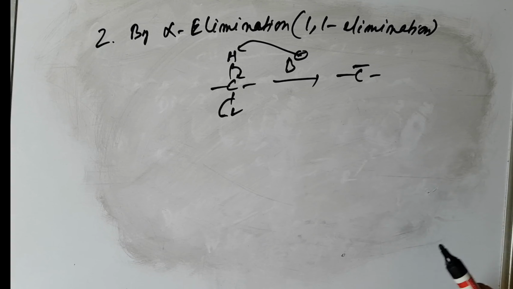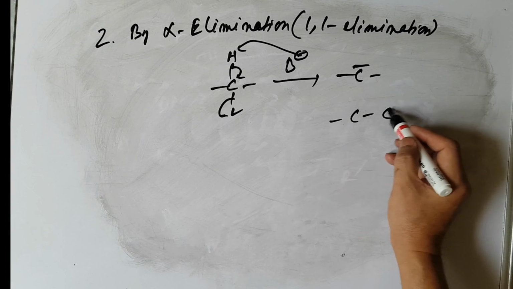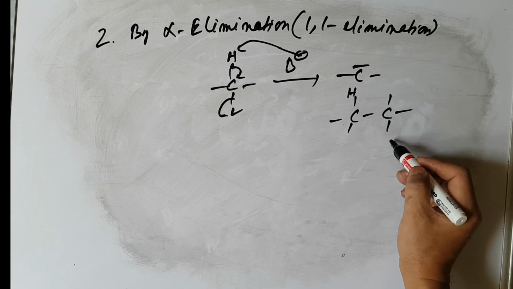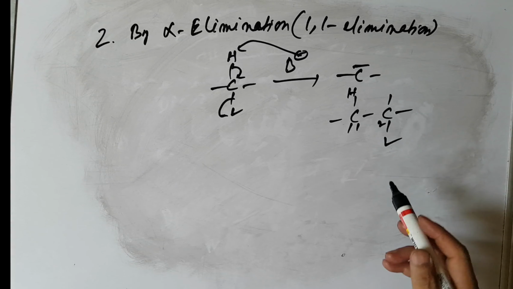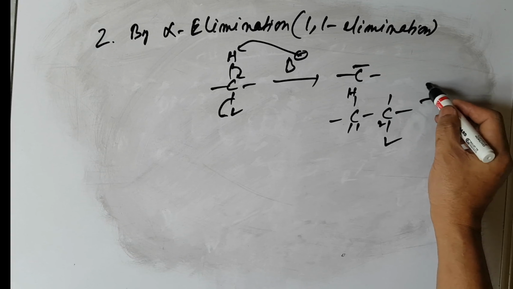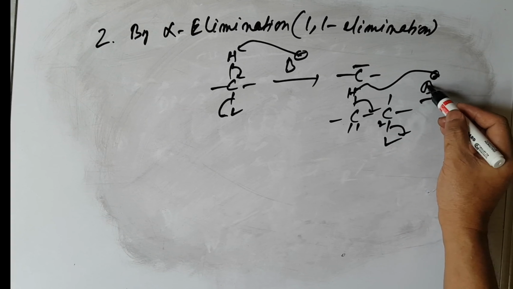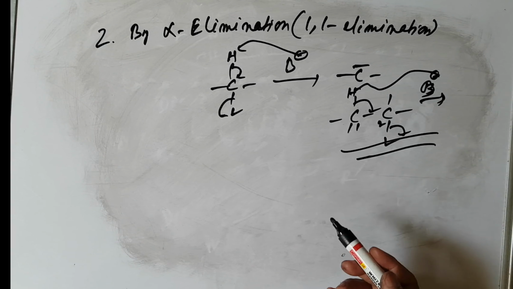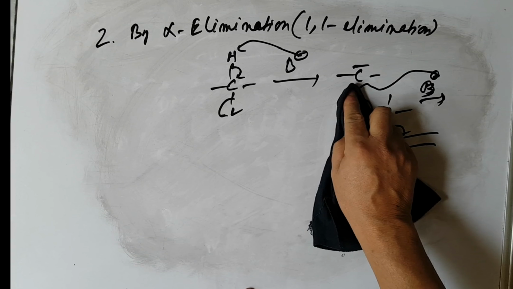It is different from beta elimination. In the case of beta elimination, two groups or atoms are removed from adjacent carbons, 1,2. So this is called 1,2 elimination or beta elimination. But carbenes are generated by alpha elimination, not from beta elimination. I'm just comparing these two.